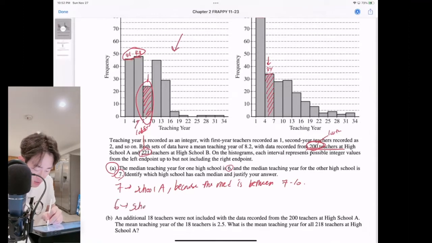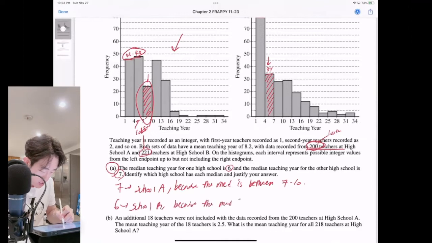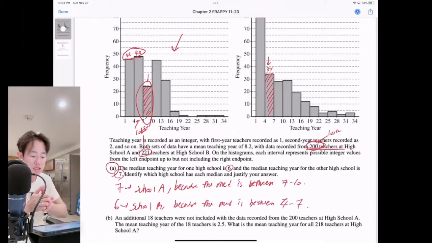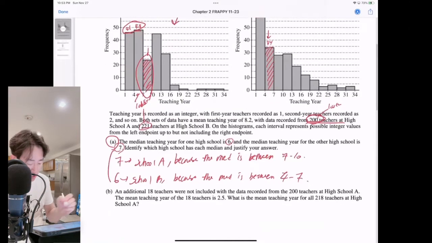6 definitely then is school B because the median is between 4 to 7, which means it gives yourself a little bit of room of space in saying that it can be anywhere between 4 and 7, so it could be less than 7. So that should be answered for part A.